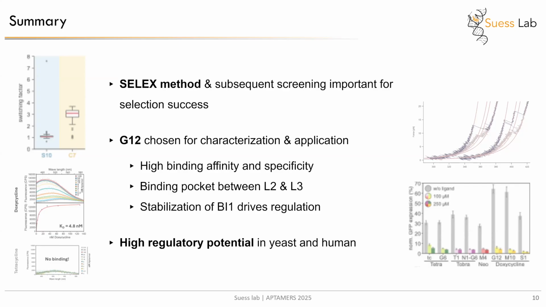G12 has very good binding affinity and specificity, and it seems that its binding motif is located between the L2 and L3 region. And its full regulation is based on this stabilization of the bound intermediate 1 structure, which drives regulation. And we also were able to show that it has a high regulatory potential in yeast as well as in human cells.